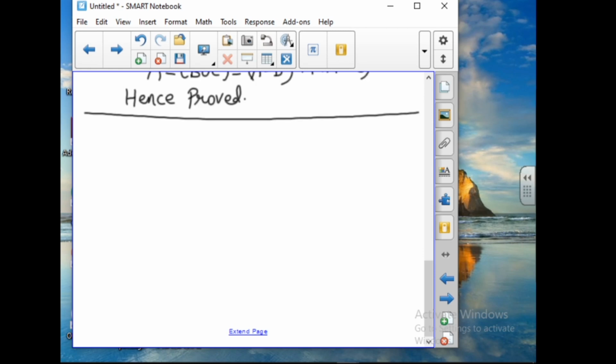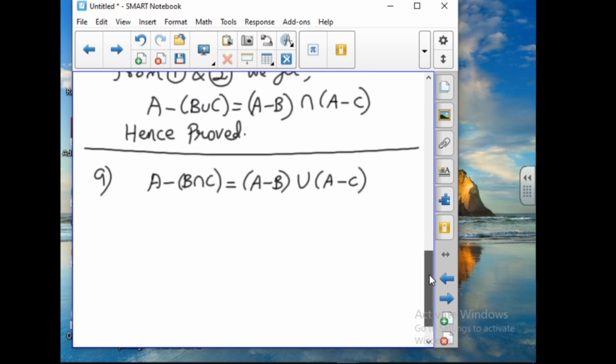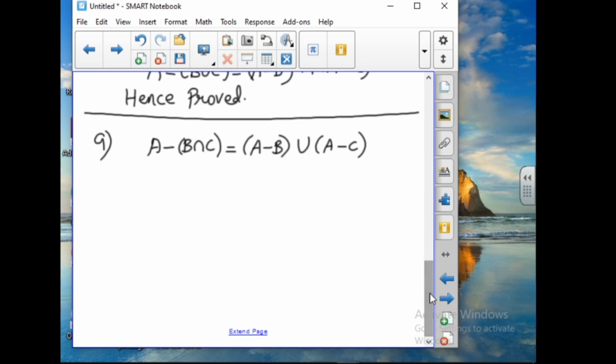Next is question number 9. Verify A difference B intersection C is equal to A difference B union A difference C, using Venn diagrams. Using Venn diagrams you have to check.